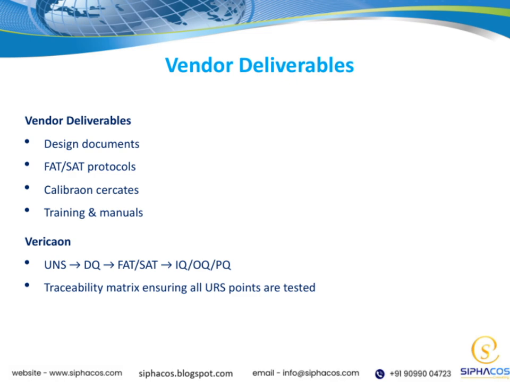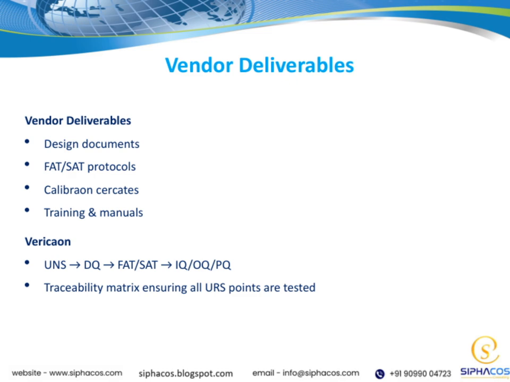Moving on to verification, this is a critical part of the process. It starts with URS, which refers to User Requirement Specification, then moves through DQ, or Design Qualification, followed by FAT and SAT, and finally IQ, OQ, and PQ, Installation, Operational, and Performance Qualifications. Each step ensures that the system is built and operates according to the original requirements.